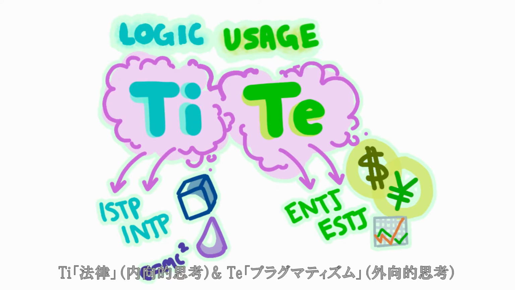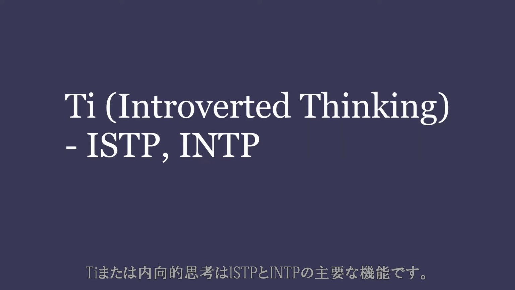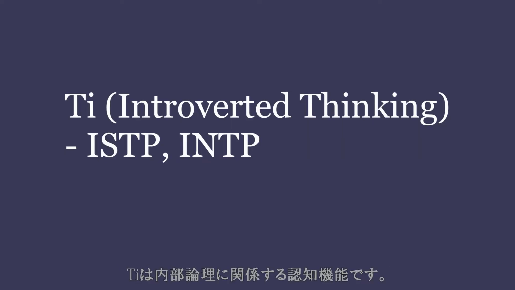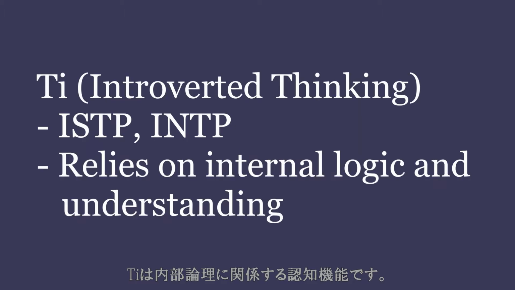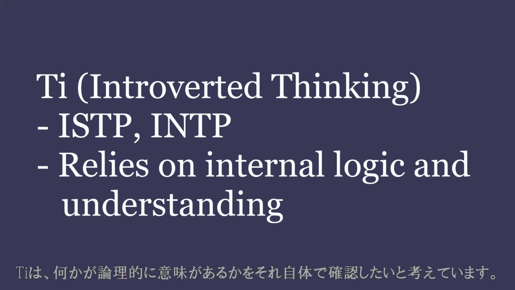TI law, introverted thinking, versus TE pragmatism, extroverted thinking. TI, or introverted thinking, is a dominant function of ISTP and INTP. TI is a function that is concerned with internal logic, meaning TI relies on its own logical understanding when making decisions. TI wants to make sure if something logically makes sense or not by itself.